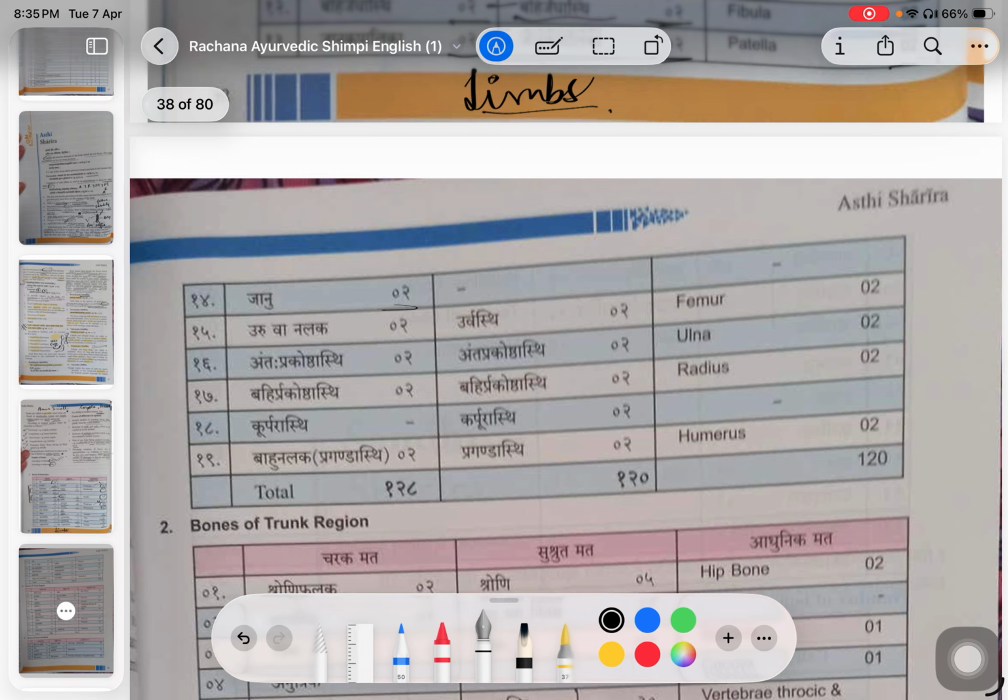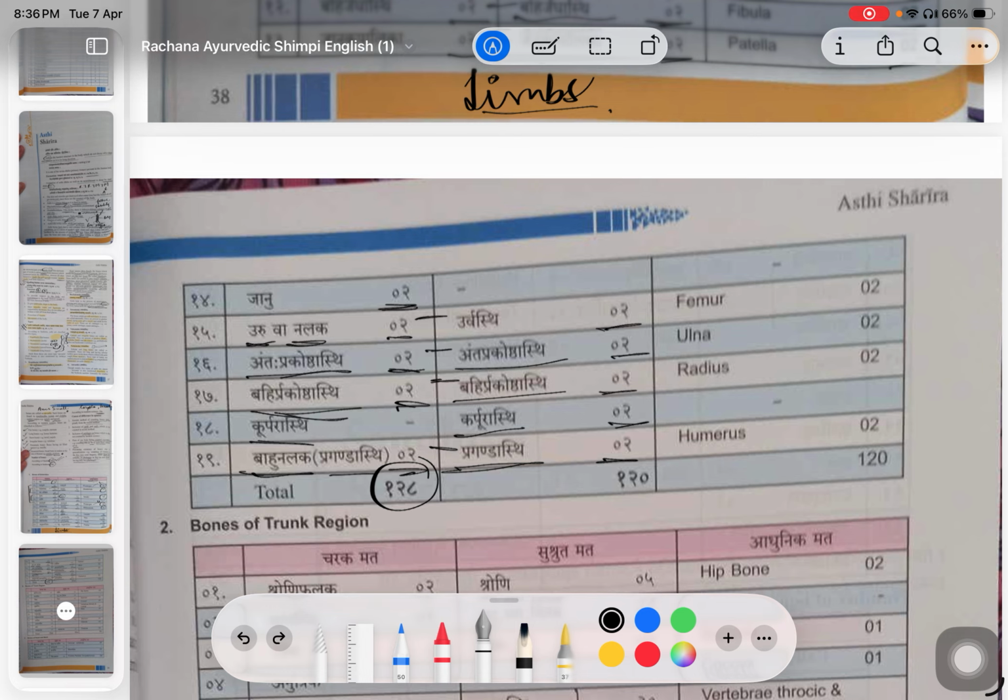Then Janu 2, Uru, this is according to Acharya Charak: Uru Vanalak 2, Antar Prakosthasthi 2, Bahir Prakosthasthi 2, Kurparasthi, Bahunalak, Pragandasthi 2. So 128, they have counted like this. Urvasthi 2, Antar Prakosthasthi 2, same, Bahir Prakosthasthi 2, same, Kapurasthi 2, Pragandasthi 2. So all these are same, similar but different names. Okay.